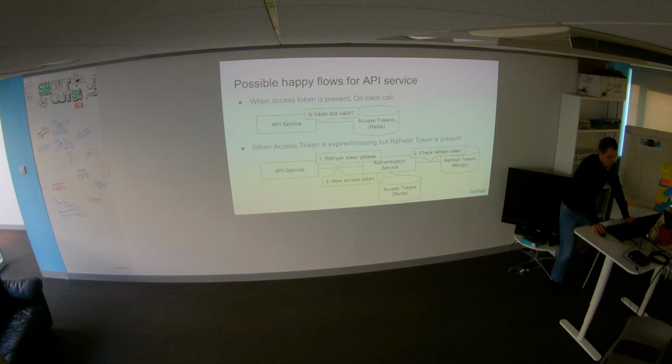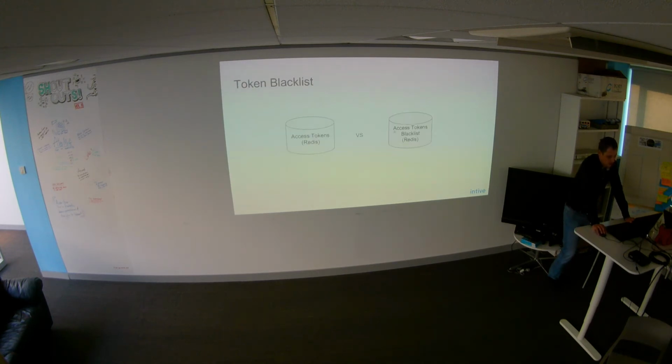Now what we implemented is a valid tokens list. After a while, I think it would be better to do a blacklist. So just keeping in Redis the tokens that are no longer valid, have been invalidated, because then this list would be much smaller to keep. This one keeps everything that's valid, this one just keeps the things that were explicitly set as no longer being valid.